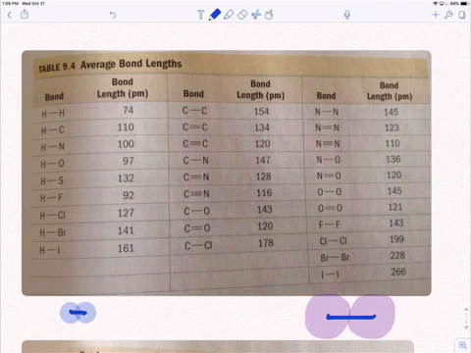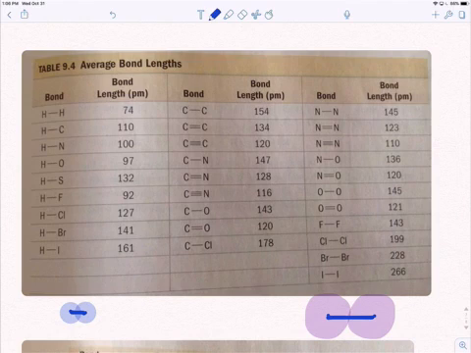So, all right, let's look at some of these trends. You might notice some of the smaller atoms. You look at hydrogen, right? Hydrogen is 74 picometers. And look at iodine. Iodine, it's 266. And it's both a single bond. So what's so special about hydrogen versus iodine? Iodine's a bigger atom. That's the reason why there's more distance there.